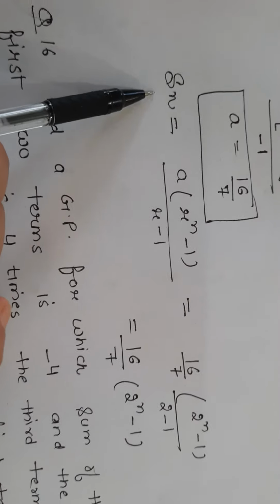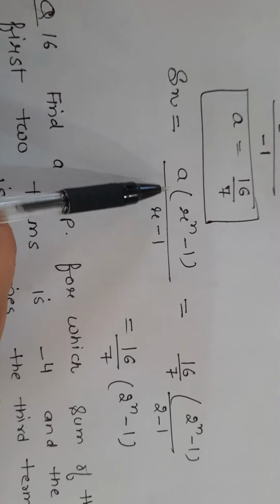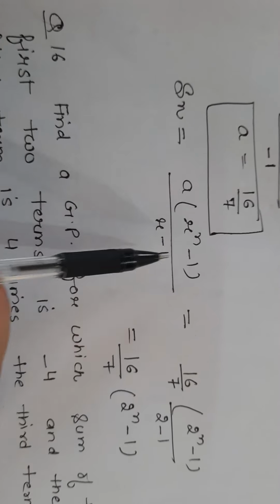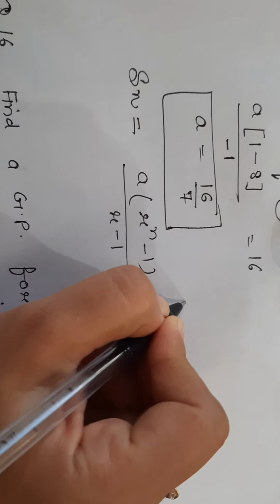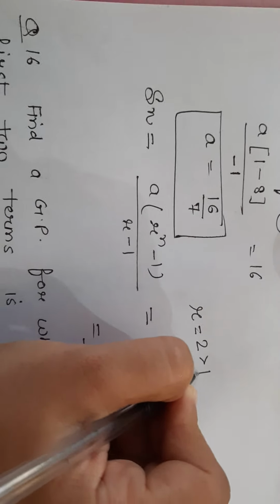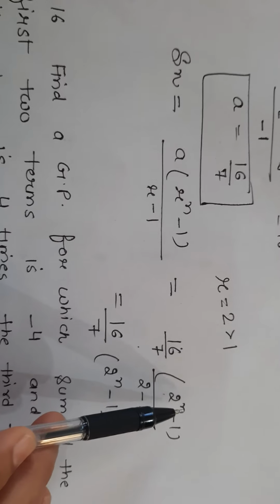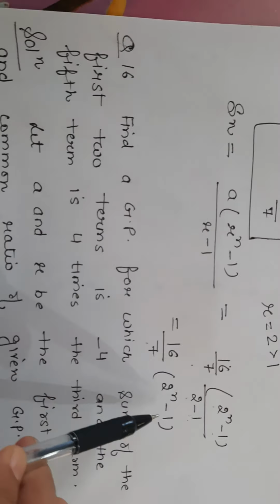You also have to find the sum of n terms of GP. So the formula is A into R raised to the power n minus 1 upon R minus 1. I have written this result because your common ratio is 2, right? Your common ratio was 2, which is more than 1, right? So this is 16 by 7, 2 raised to the power n minus 1 upon 2 minus 1. This is 1, right? And this is your answer.